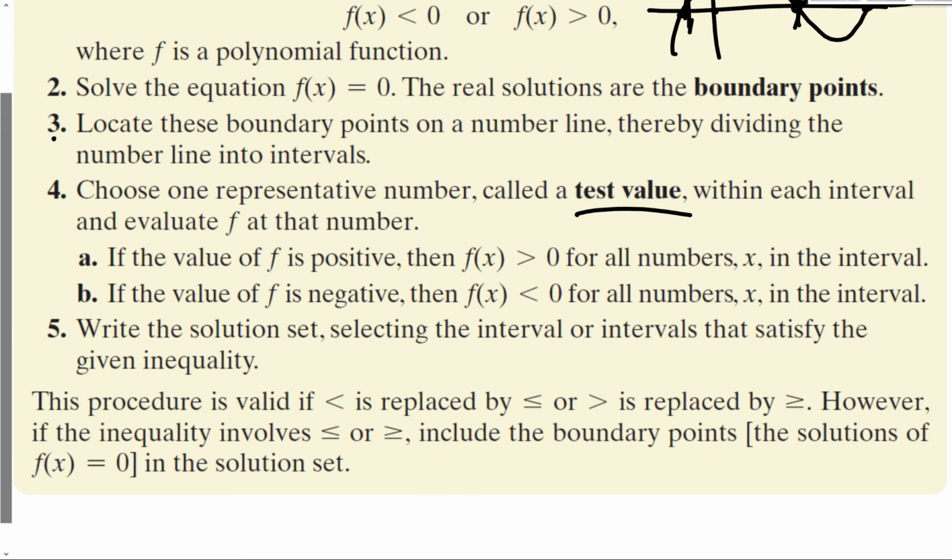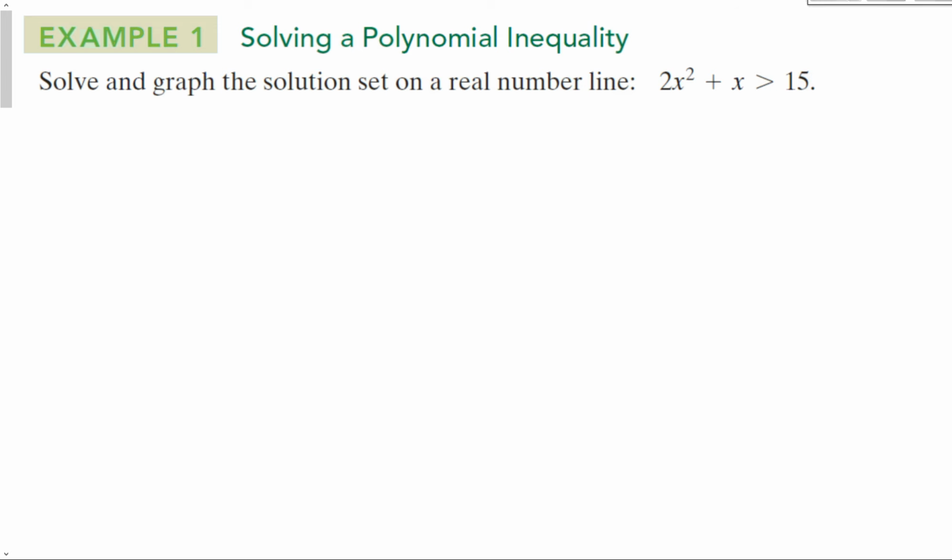Okay? And like I said at the beginning, this procedure is valid if less than is replaced by less than or equal to. Just remember to use the correct signs in interval notation, either parentheses or brackets. So here we go. Solve and graph the solution set for 2x squared plus x greater than 15. So, step 1.